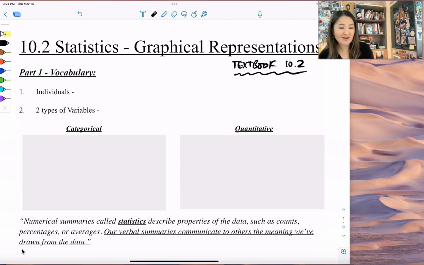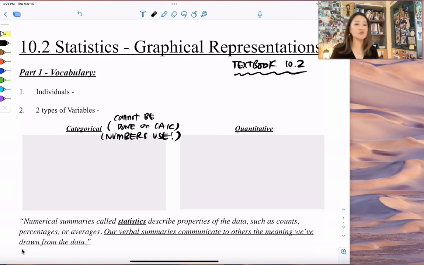Categorical, I want you to remember that you'll find out what categorical data is, but you're going to know that categorical data cannot be done on a calculator. Cannot be done on a calculator. I'm not going to say much more, okay? It has to be done on a spreadsheet, so we're going to use numbers. Okay, spreadsheet. You have to use a spreadsheet.